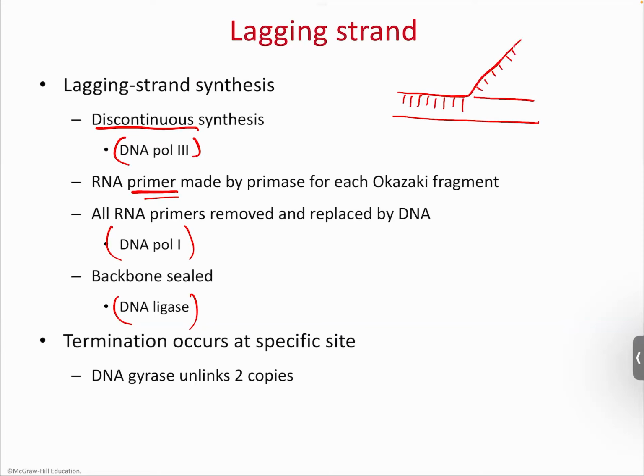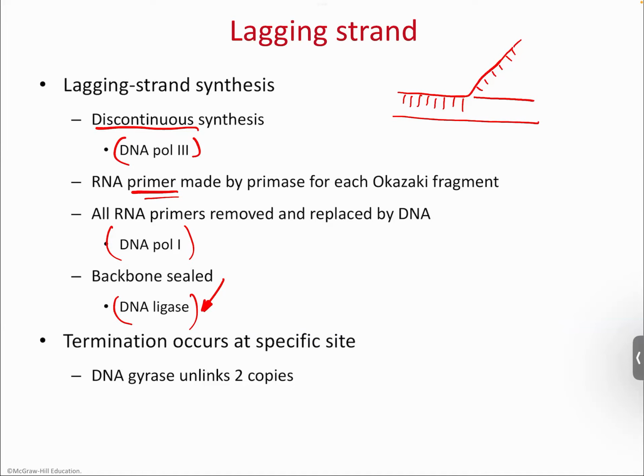So it would do something crazy like that, which you don't want to do. Right. So what it does is it runs into that next piece and it stops and it leaves an open gap there. So who seals that nick? Ligase. This is the reason why it's not a big deal for topoisomerase to go ahead and nick the DNA to relieve torsional strain, because we have an enzyme to fix that, DNA ligase.